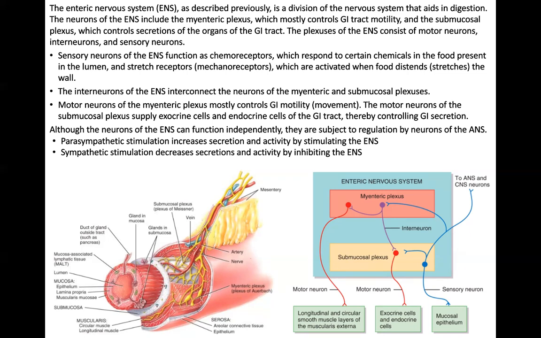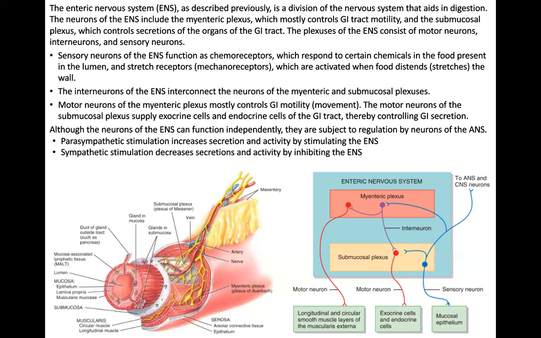Neurons of the ENS include the myenteric plexus, which is that plexus I just pointed out and was talking about, which controls GI tract motility. We learned that word motility just means to be able to contract and move the stuff along the length of the tract. The other component of the ENS is the submucosal plexus, which controls the secretion of the organs. So it controls the release of substances from things like these glands in the submucosa.